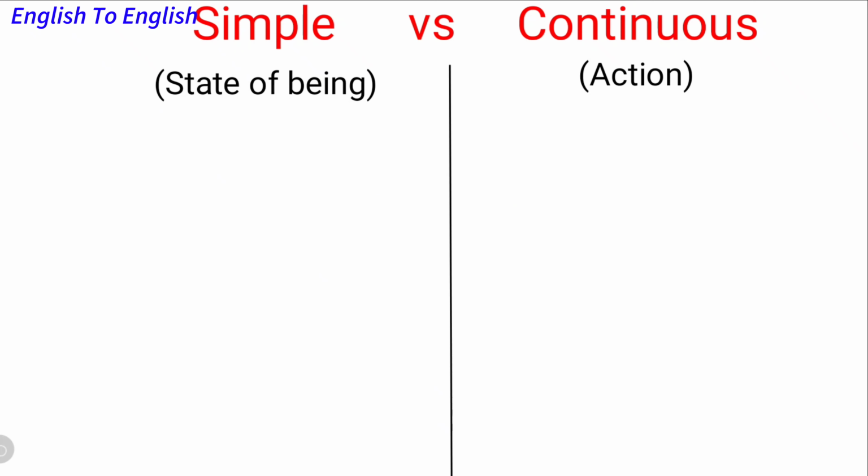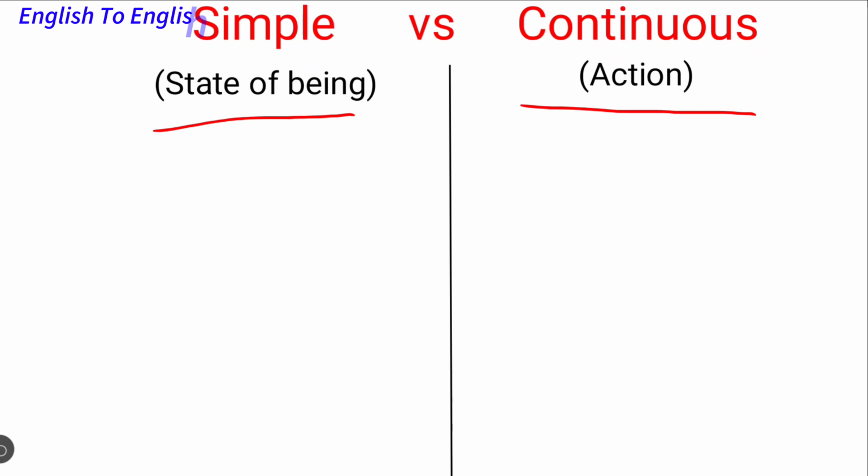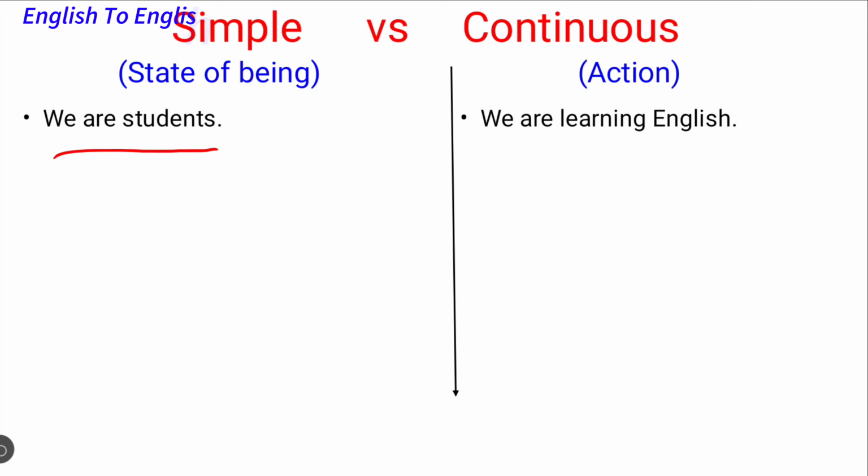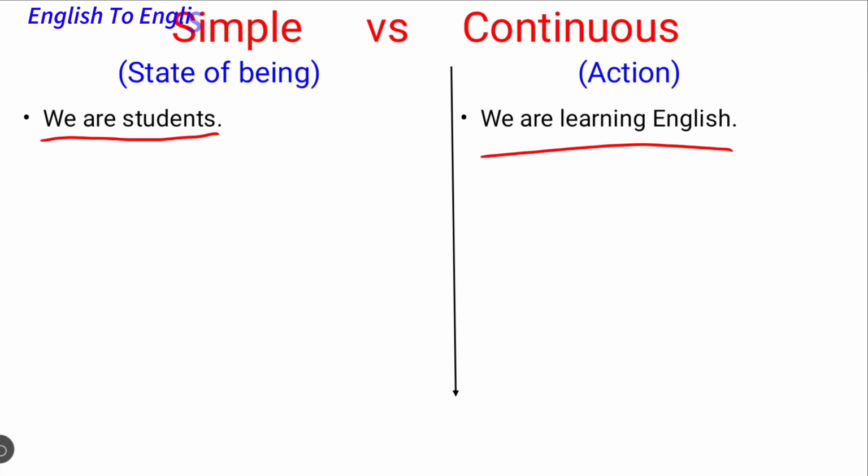Now let's talk about simple versus continuous. What is the difference between simple tense and continuous tense? Simple tense defines that something is, while continuous tense defines an action that is continuous. Something is in continuous progress, something is being done, something is going on, or something is running. Let's see some examples. We are students and we are learning English. So you can say "we are students" defines our state of being, while the continuous "we are learning English" means that our action is in continuous progress.